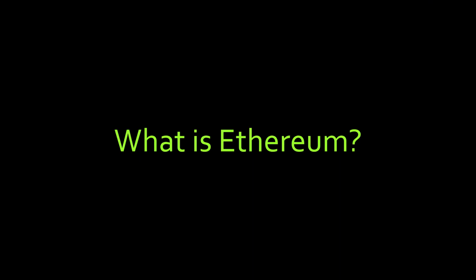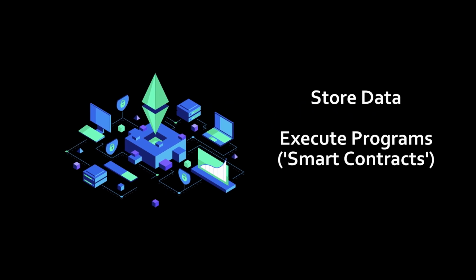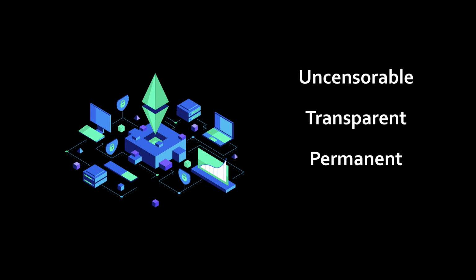What is Ethereum? Ethereum can be described as a peer-to-peer cloud computer that is operated by volunteers. Just like any computer, Ethereum has storage and the ability to store and execute compact software programs called smart contracts. Because it is peer-to-peer, Ethereum is uncensorable, transparent, and permanent.